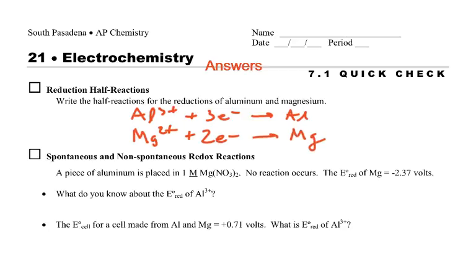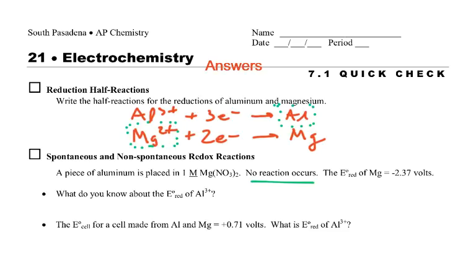So we're working on just what's the pattern here. Now, the next part is really critical. It says a piece of aluminum is placed in 1 molar magnesium nitrate and no reaction occurs. No reaction occurs. So what are we talking about? We're talking about magnesium ions, and we're talking about aluminum metal.